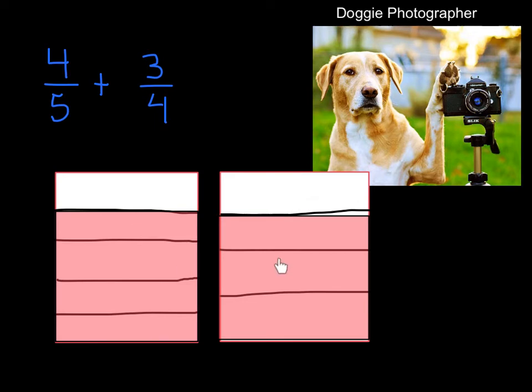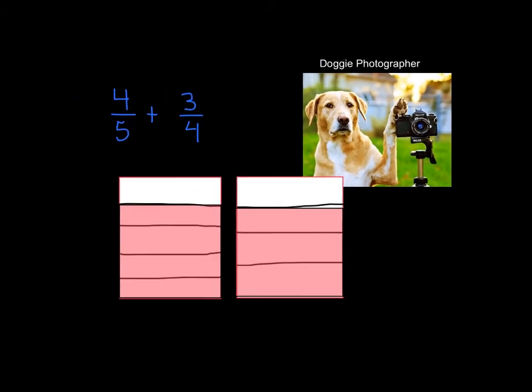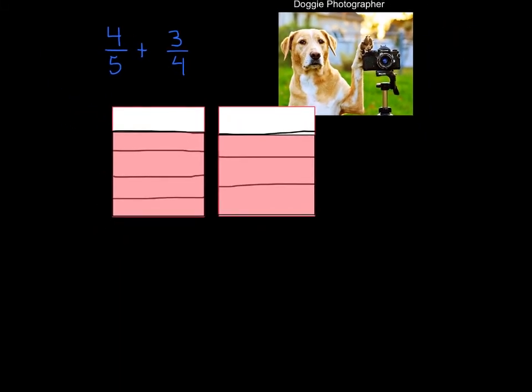Now, these are different sizes because this is cut into 4 parts and this is cut into 5 parts, so I can't add them together. I've got to cut this up so that I have common denominators, right? So I do that by finding my least common multiple, and I call it the LCM. So I'm going to write LCM right here, which stands for least common multiple.